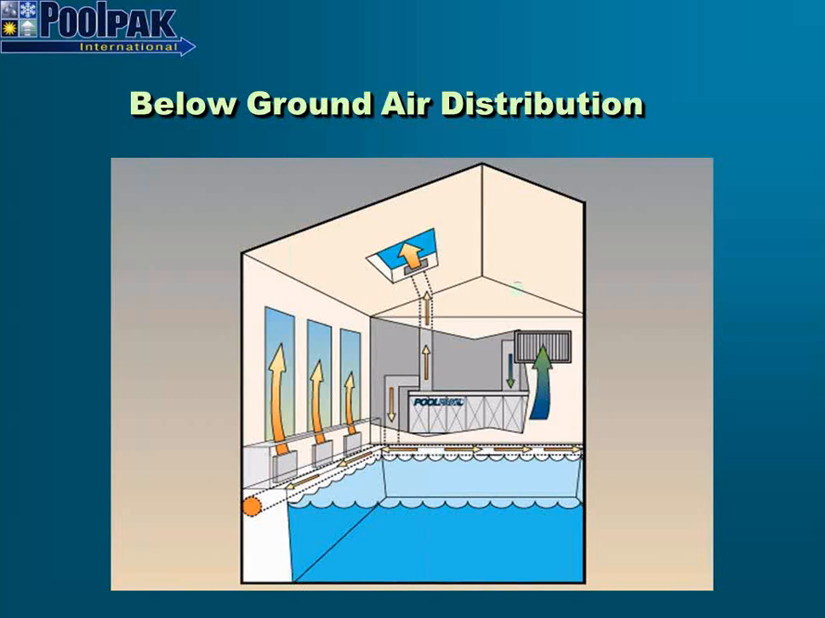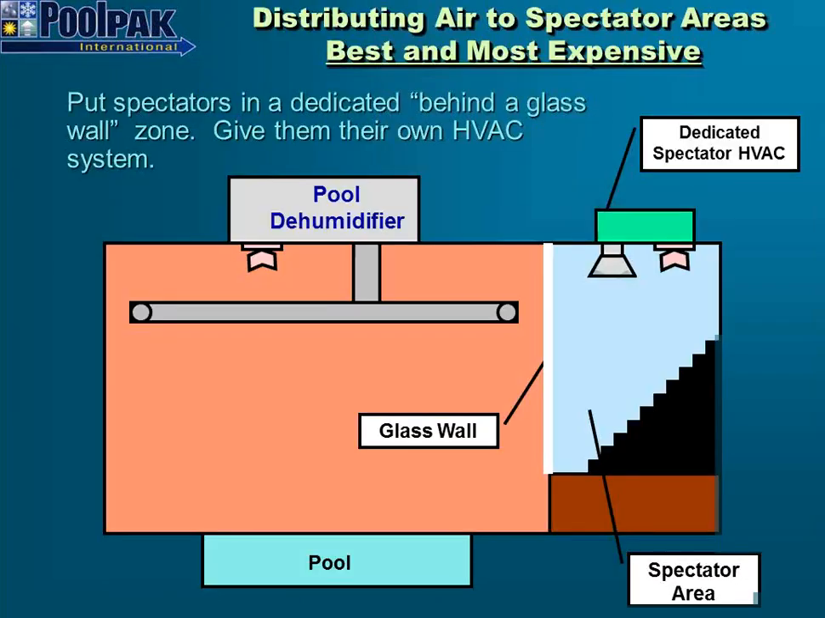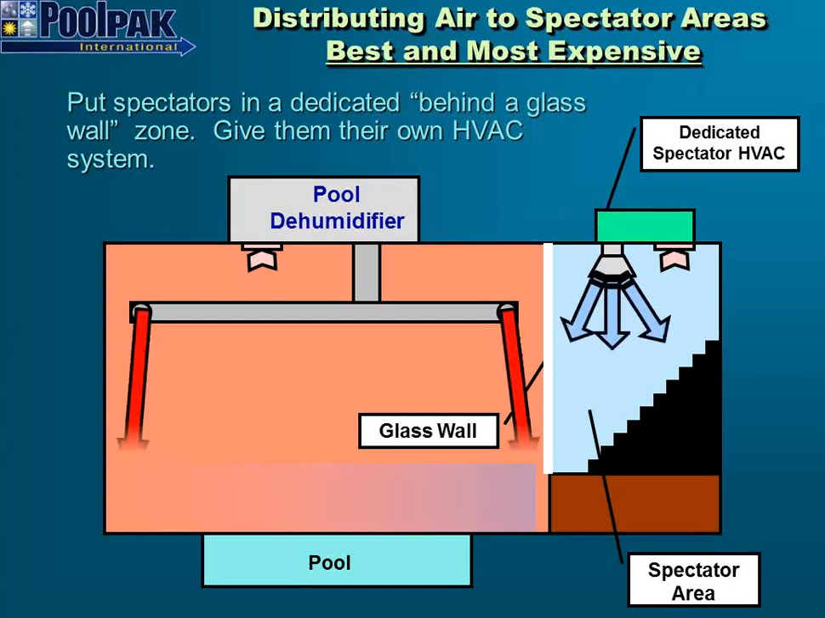Another common situation is a high school swimming pool where you might have both swimmers and spectators. There are different ways to treat these areas. The pool dehumidifier in this case just treats the pool area, and since we have a glass partition in between the pool and the spectator area, we have a dedicated unit for the spectator area.